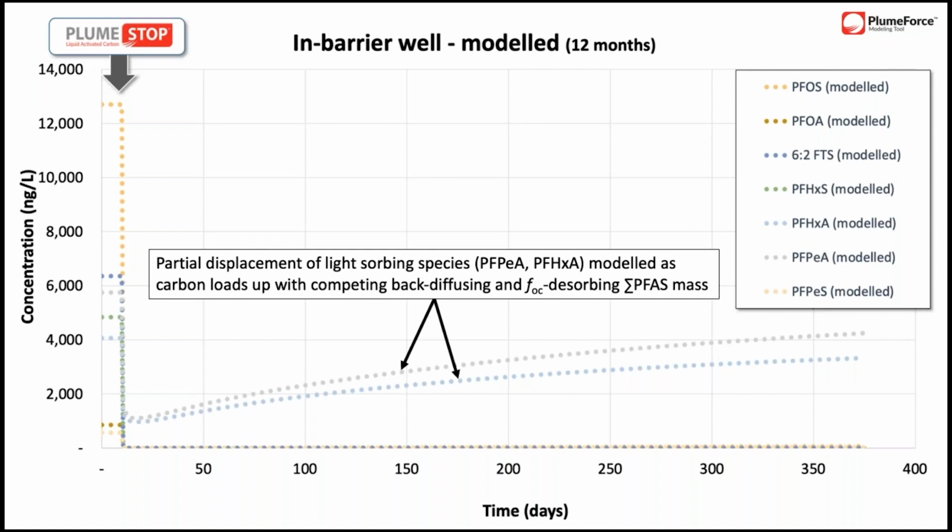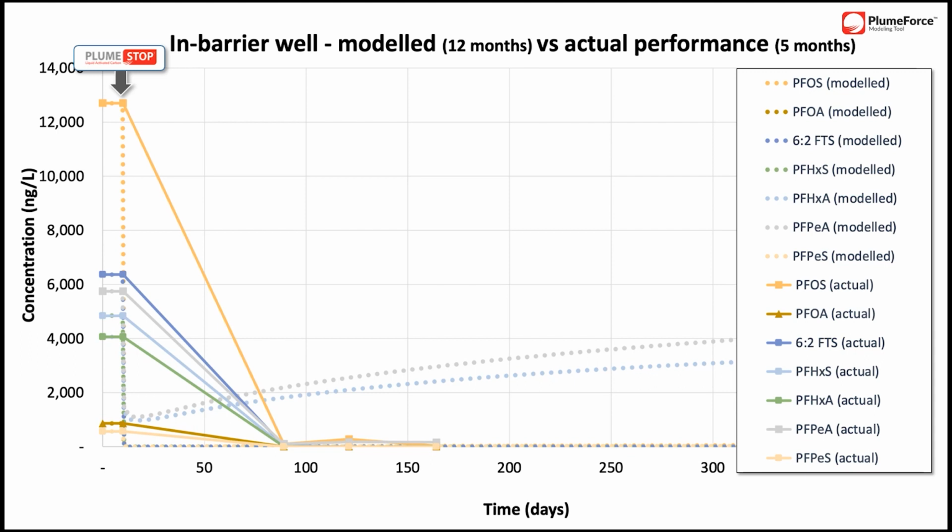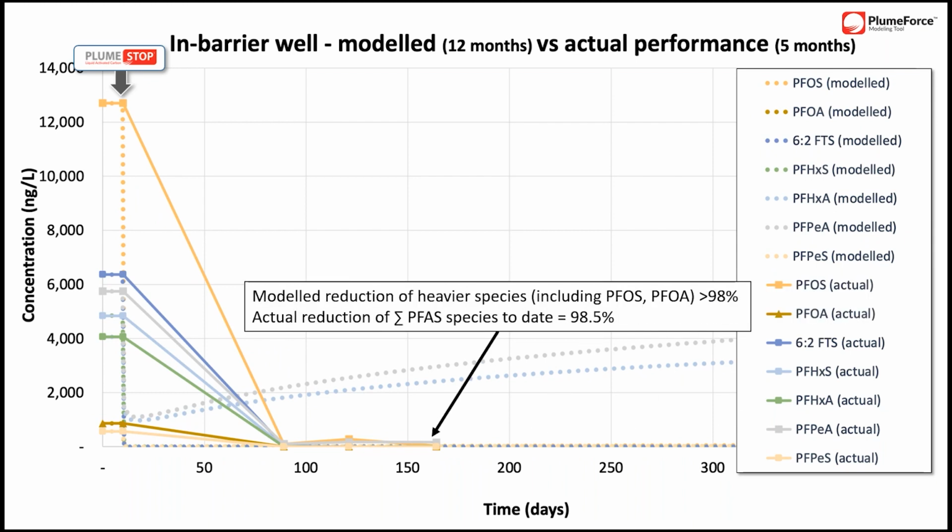So this is the model data, but in practice, this is what the actual performance looked like. So here we have the first 5 months of performance monitoring data overlaid onto the modeled trend lines. The actual site performance data are the markers joined by solid lines. The actual performance is on track. For the target PFOS and PFOA and the heavier species, performance is very much on par, to use a golfing analogy. But notably, the reductions of PFPeA and PFHxA are performing significantly better than modeled.